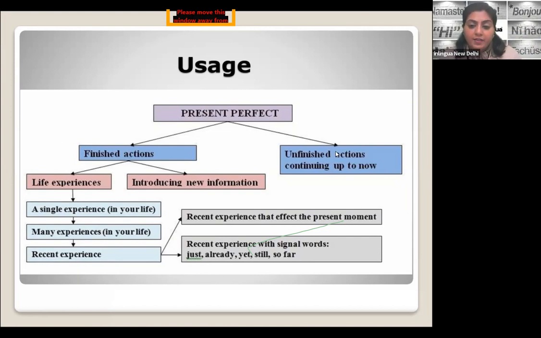Here they have divided it into situations like finished actions. Whenever we finish an action and we want to talk about it, we use the present perfect tense. For unfinished actions, continuing till now, meaning we haven't finished the action. It started in the past and it is continuing till now. In these two cases, we use the present perfect tense. Under finished actions, there are two categories, life experiences and introducing new information. So let's look at life experiences first.